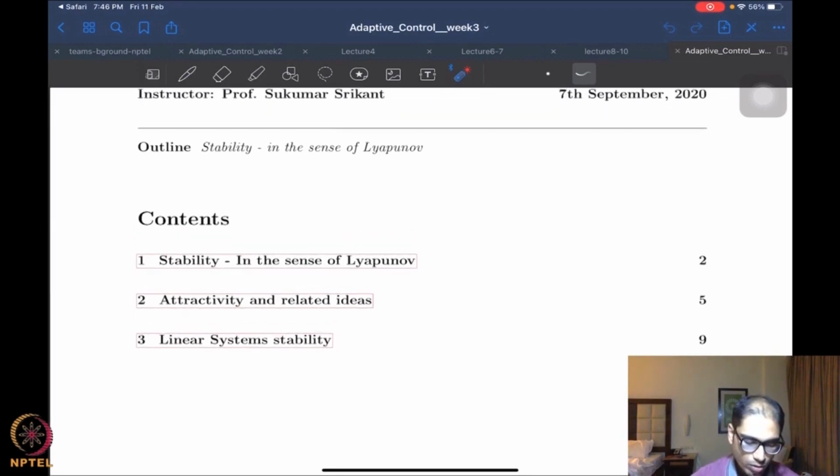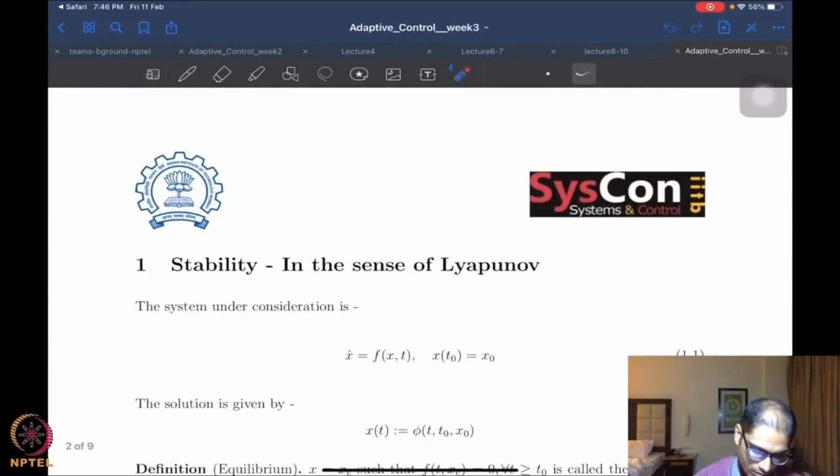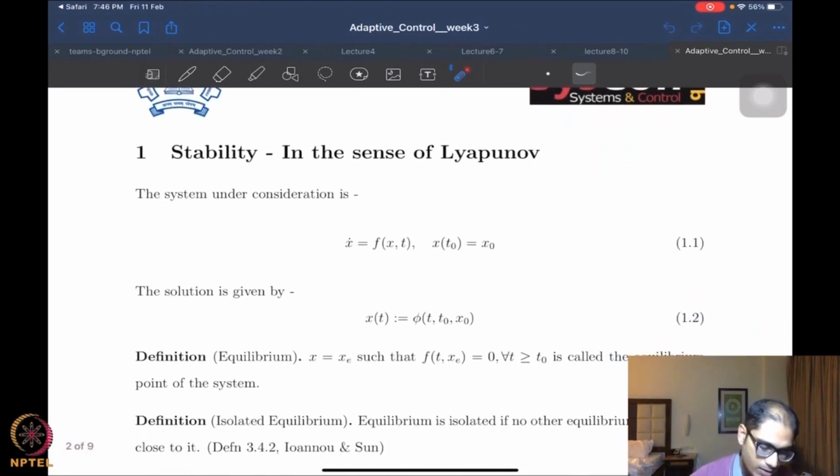So what we want to talk about now is the notion of stability in the sense of Lyapunov. Now before we actually delve into stability, we want to give a setup of what kind of systems we are talking about. Of course we say stability in the sense of Lyapunov, and this is due to A.M. Lyapunov.